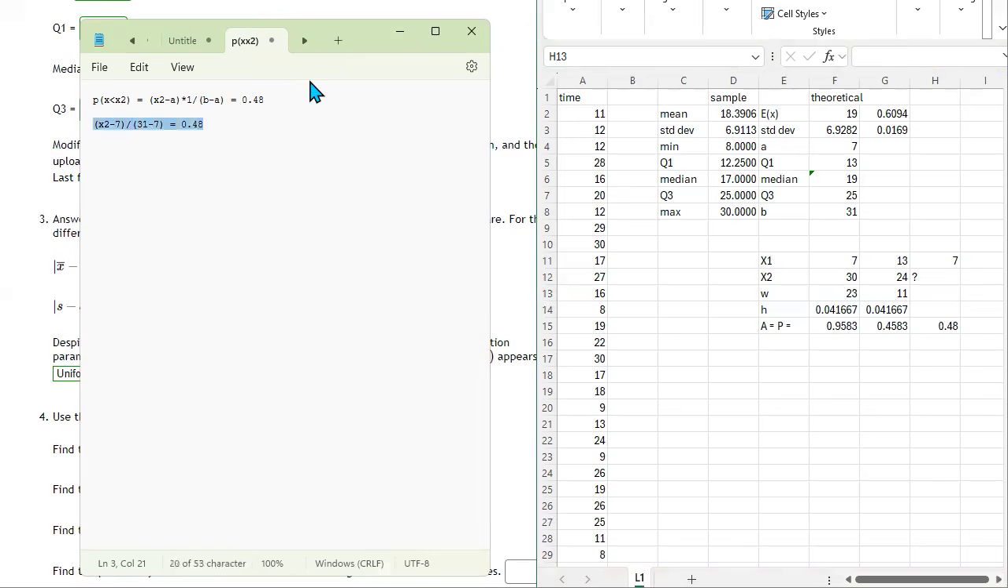So I'm going to copy this. I'm going to multiply both sides by this value. So that's gone. Then I'll copy this, get rid of the parentheses, and add 7 to both sides.